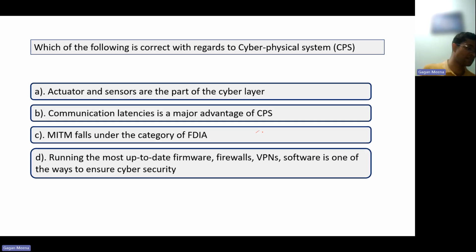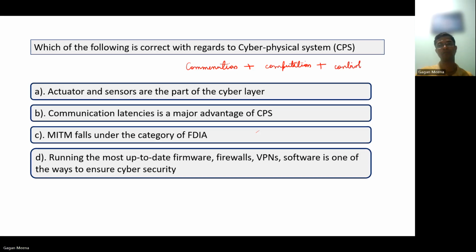We have two layers, one is the cyber layer and the other is the physical layer. In the physical layer, we have all these physical components like actuators and sensors. So it's not a part of the cyber layer. In the cyber layer, we already discussed, we have communication network infrastructure, including the different communication protocols. And then we have the computation or analysis part. And the last part is the control. Okay, that is the cyber part.